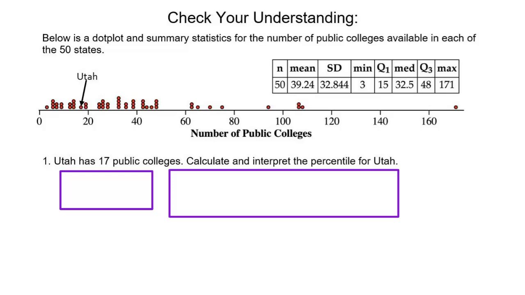So what was the value for Utah? Because remember, this is number of public colleges. How many public colleges does Utah have? Not how many are above or below. Oh. How many public colleges does Utah have? Oh, let's see. 17. So that's what you're going to put in for your value. Right. Hundreds is 2 places. 2, sorry. Thank you. You're welcome.